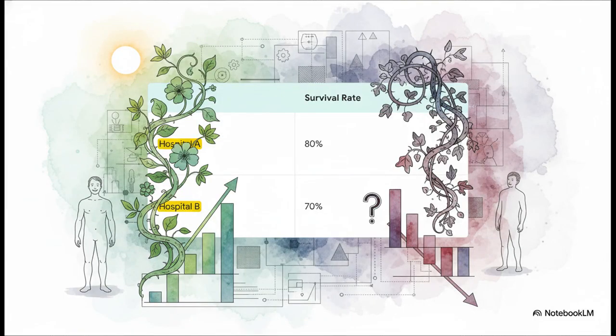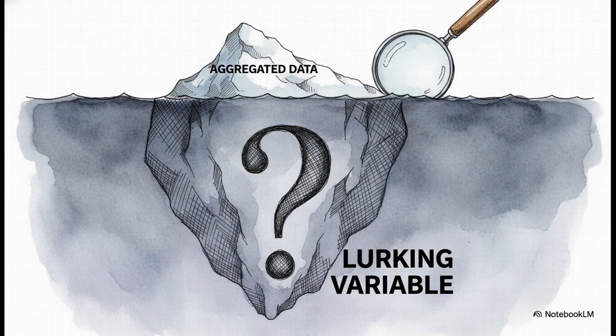Let's check out a classic example to see this in action. We're looking at survival rates for two hospitals. If you just glance at these overall numbers, Hospital A looks like the clear winner, right? I mean, 80% survival is better than 70%. Case closed, you'd think. But if there's one thing we've learned so far, it's that looking at the big overall numbers can be really misleading. There just might be a lurking variable, something we're not seeing that changes everything.